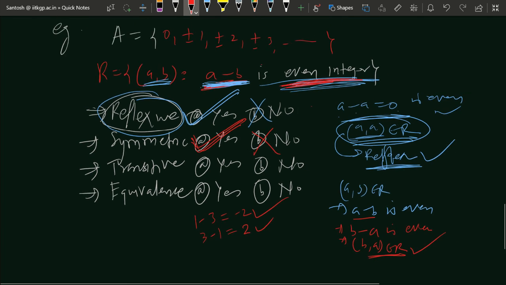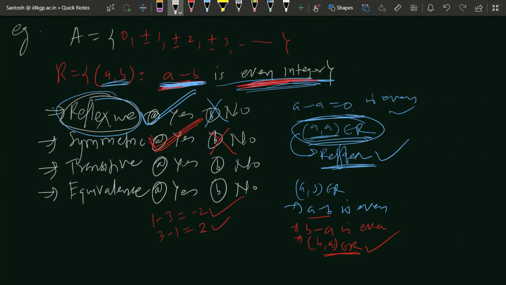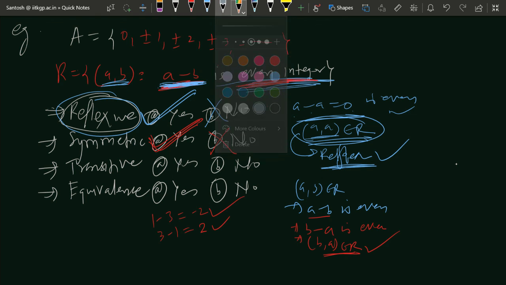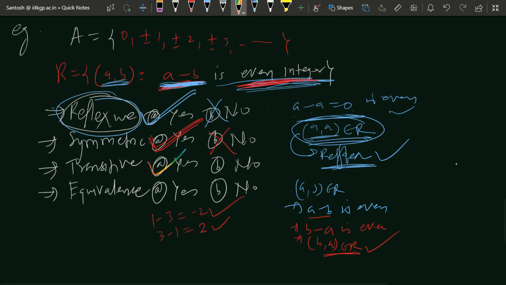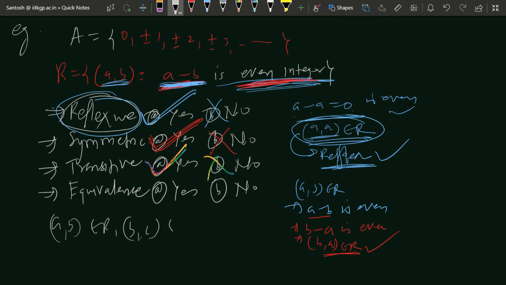Okay. Is it transitive? Yes, it is transitive also. So for transitivity, what do you do? You assume that (A, B) belongs to R and (B, C) belongs to R, and then you check whether (A, C) belongs to R or not.